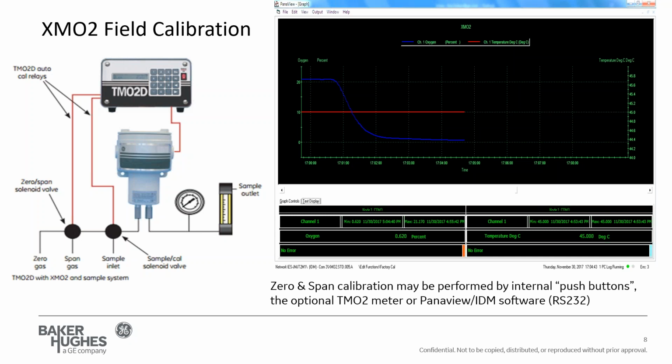What amount of flow is required for these oxygen analyzers? The flow rate should be about 1 standard cubic feet per hour, which works out to about half a liter per minute. For instance, if you put your finger on the outlet, you'll barely feel any flow there. It's a very small flow.